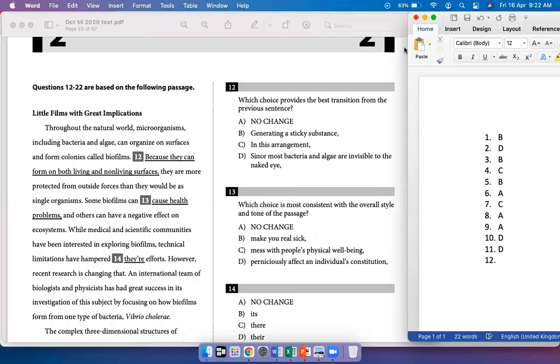Hello students, we are doing the writing section of the October 2020 PSAT. Passage 2 is what we are doing now. Little films with great implications.